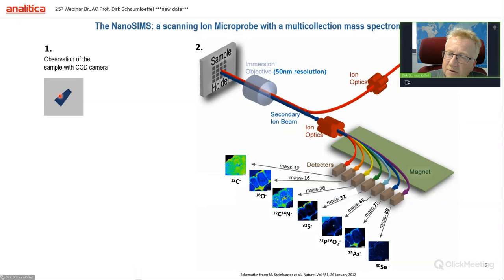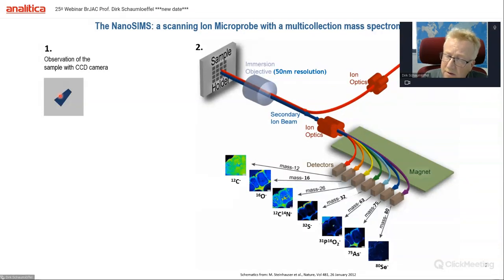And then we have 7 different detectors. And with each detector, you can create an image of a specific ion or a specific mass, a specific chemical element. Here it's carbon, oxygen, nitrogen, sulfur, phosphorus, arsenic, selenium. And already you see here nitrogen and phosphorus are not detected directly as atomic ions, but as cluster ions.